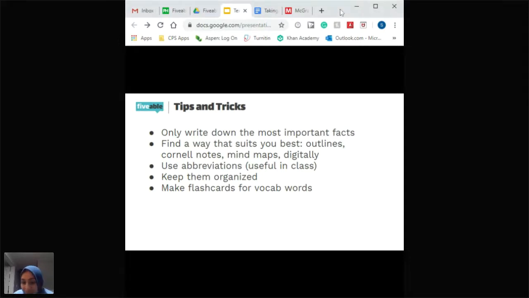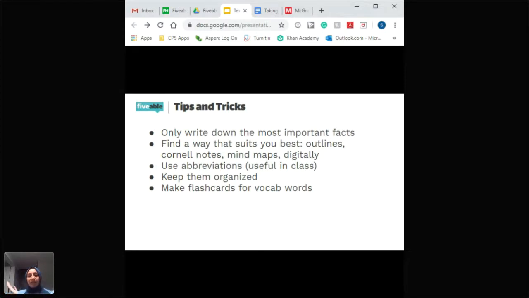Yes. And like I said, keep them organized. You don't want to go back to your notes and not remember what's what. Oh, which continent is this? Oh, what time period is this from? You want to keep everything organized, so you can go back and be able to tell what is what.